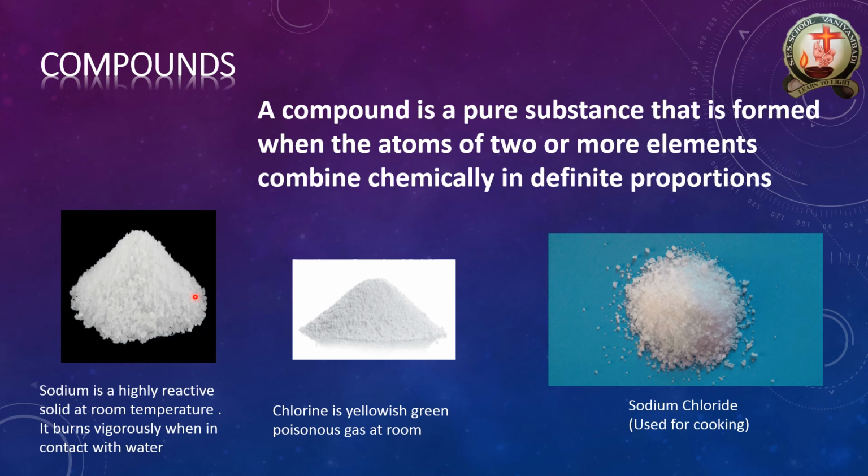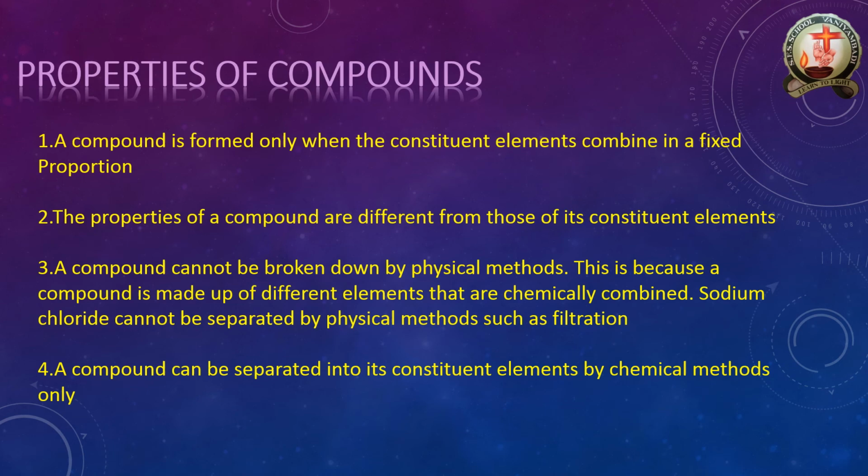Like this, one element or atom combines to form a new compound in a definite proportion. That definite proportion is called a compound. A compound is a pure substance. Then some properties of the compound: a compound is formed only when constituent elements combine in fixed proportions. This is very important. Without proportions, we can't get a pure compound.